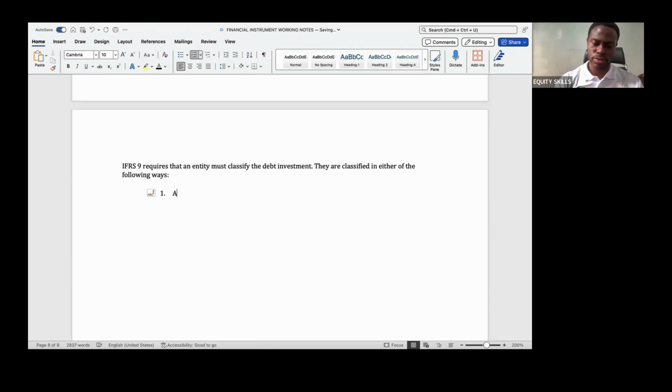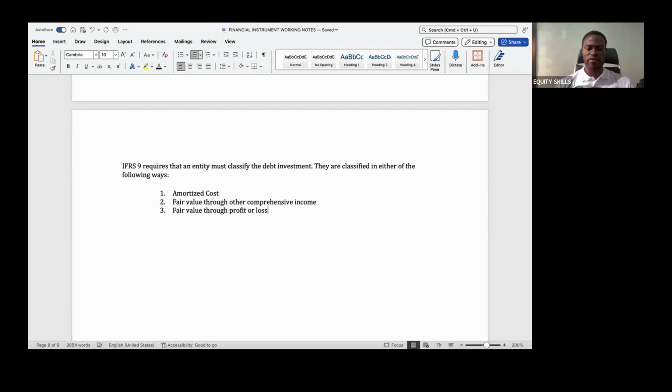Number one, you can classify it at amortized cost. Number two, you can classify it at fair value through other comprehensive income. Three, you can classify it at fair value through profit or loss. So these are the three classifications of a debt investment.